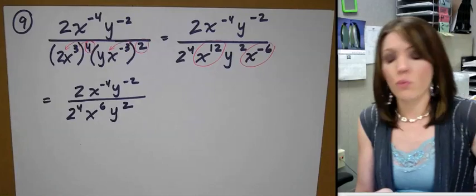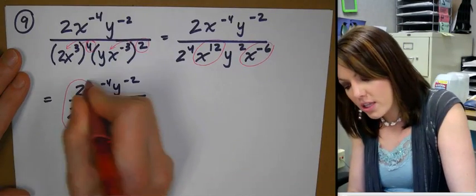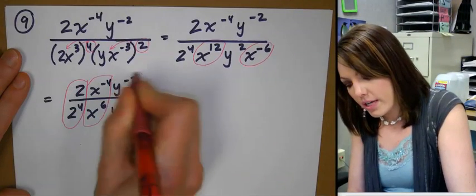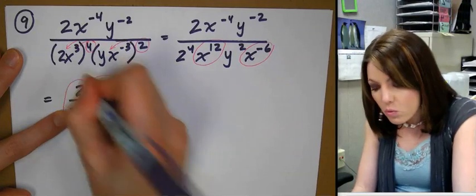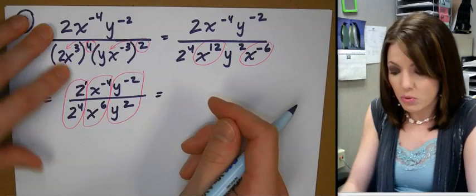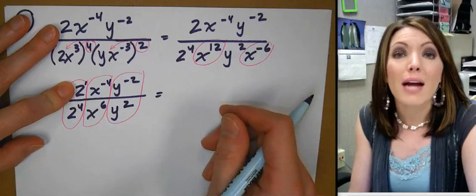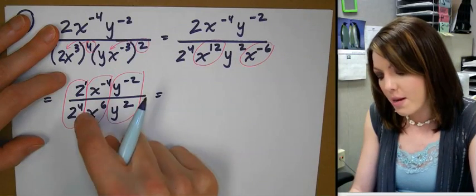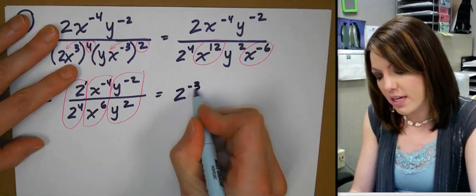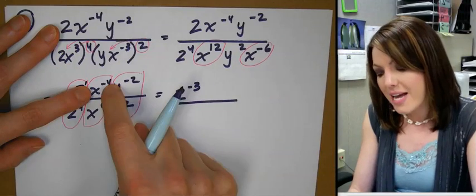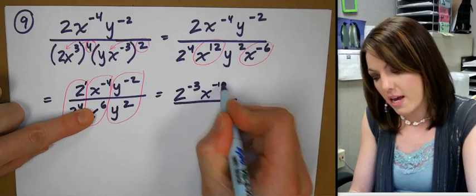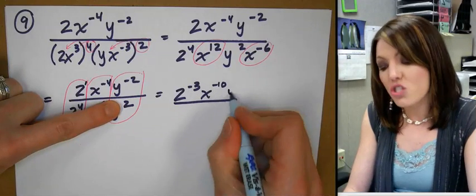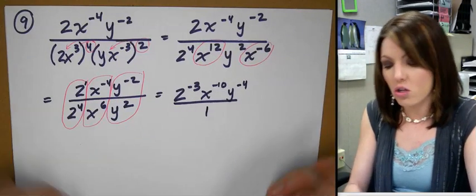Now, if we're going across the fraction line here, again, many different ways of doing this. There's an invisible 1 on this exponent. So remember, the rule is we subtract at this point. So we get 1 minus 4, that's 2 to the negative 3rd power. Let's put our fraction line in here. Negative 4 minus 6, that's negative 10. Negative 2 minus 2, that would be negative 4, and it's all over 1.